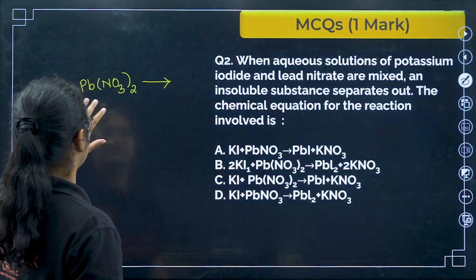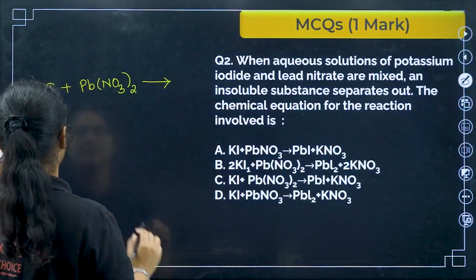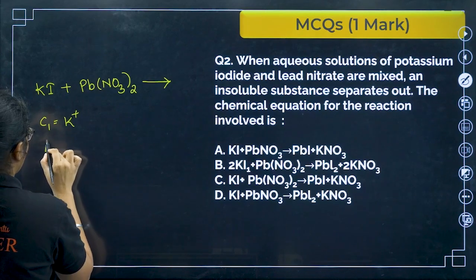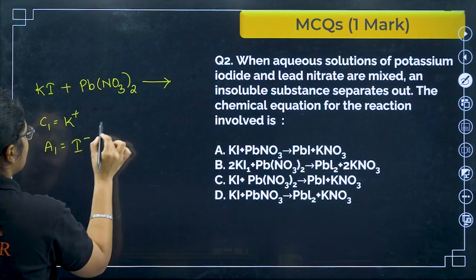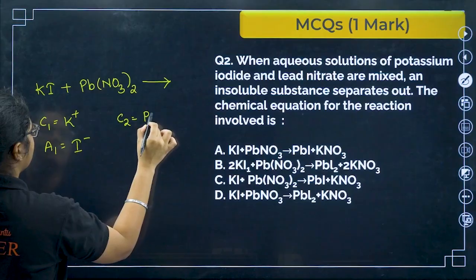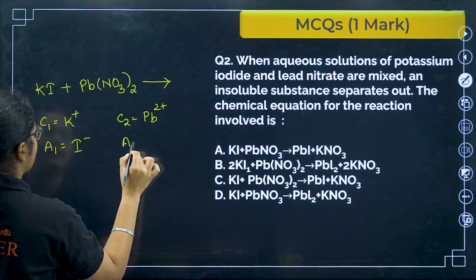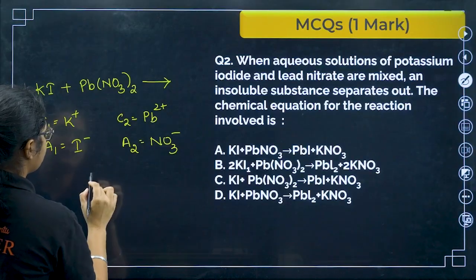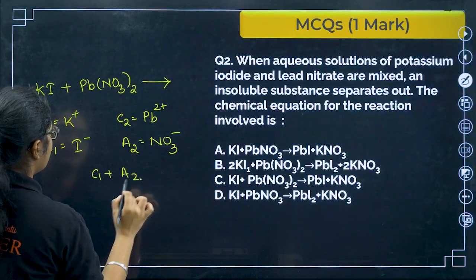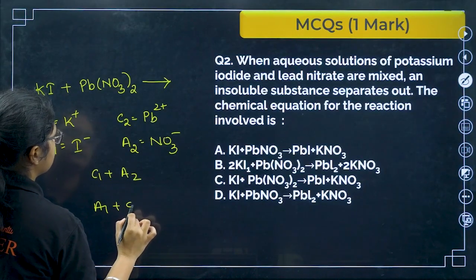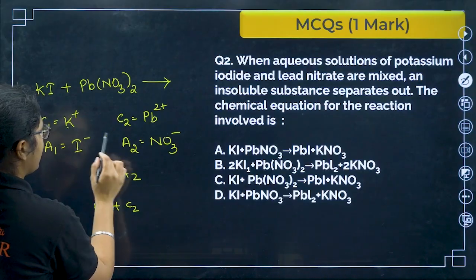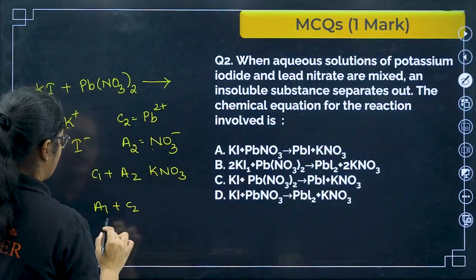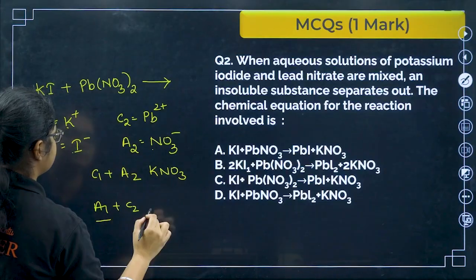So this is a double displacement reaction. What are the ions? Cation here is K+, anion here is I-. What is the cation here? Pb2+. What is the anion here? NO3-. So what will happen? C1 plus A2 will form and A1 plus C2 will form, right? C1 is K, A2 is NO3, so I will have KNO3. And here I have A1 and C2, that is PbI2.